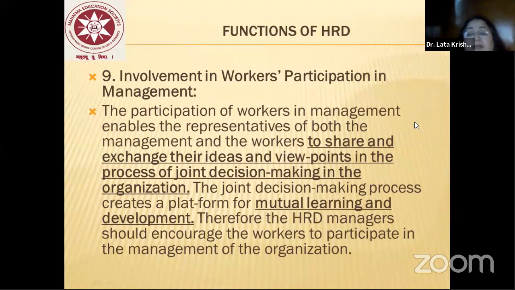So it then becomes one of the functions of human resource development to share and exchange their ideas and viewpoints in the process of joint decision making in the organization. So if you're bringing about the workers' participation in management, it means you are inviting the workers in the decision making process of your business organization. So there is mutual respect, mutual learning and development that takes place because the workers class is very, very important, and they have to be treated with a lot of respect, very kindly, and their thinking has also to be included in the decision making of the company.